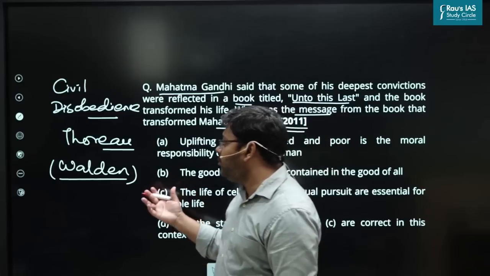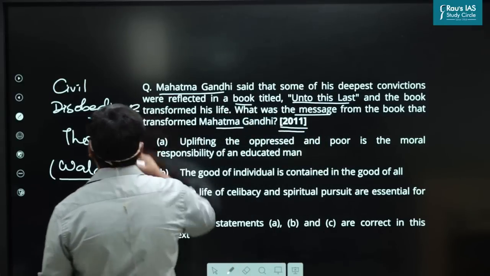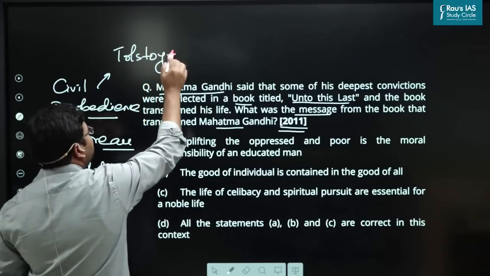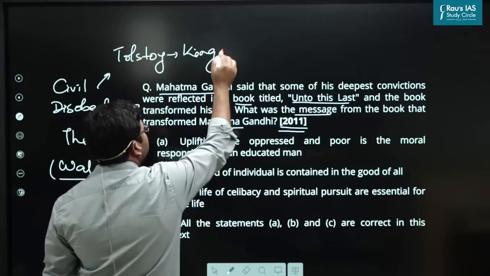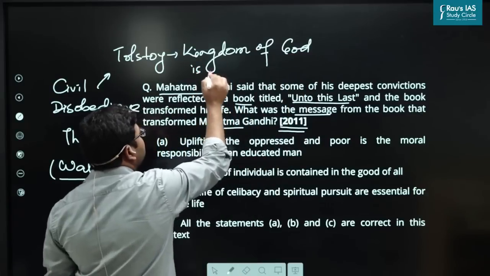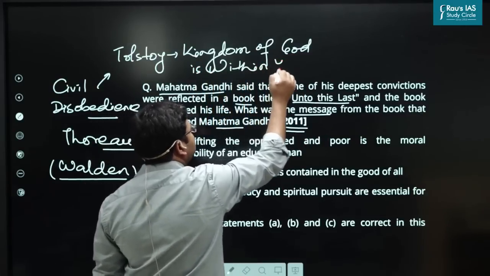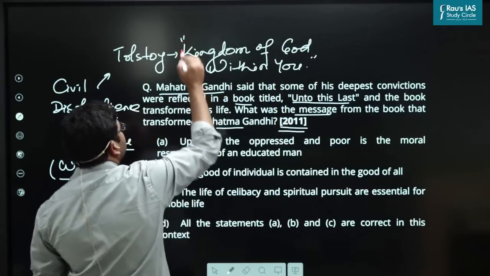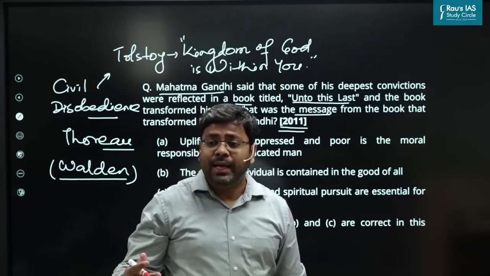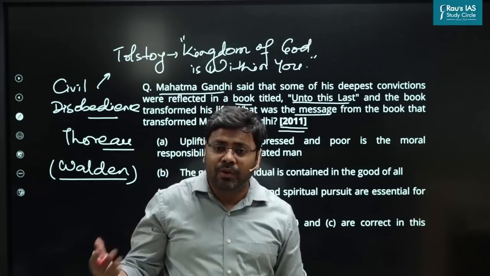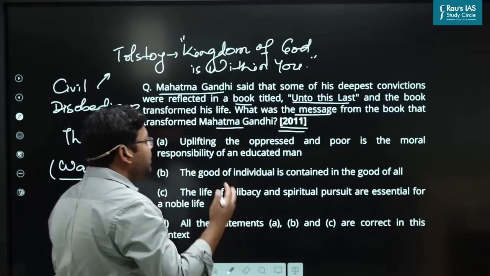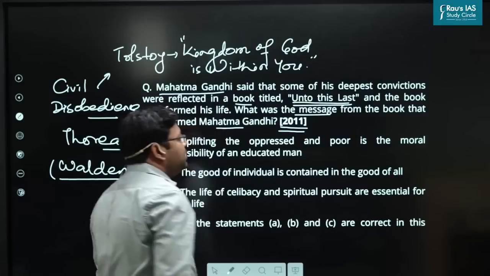Then another book that transformed the personality of Gandhiji was the book by Tolstoy, called The Kingdom of God Is Within You. In fact, Gandhiji was so much inspired by Tolstoy, and he was constantly in correspondence with Tolstoy. Then, one more book that inspired him a lot was Unto This Last.